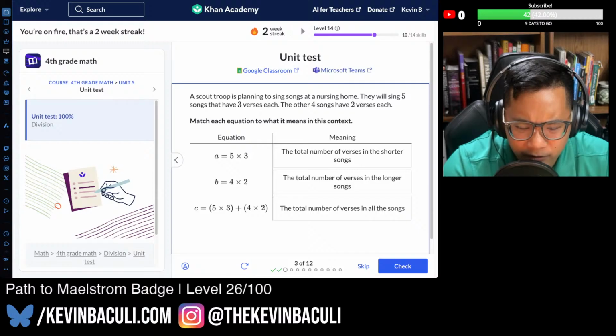Scout troopers, they will sing 5 songs that have 3 verses each. The other 4 songs have 2 verses each.